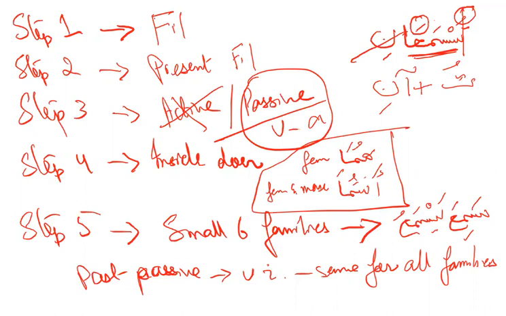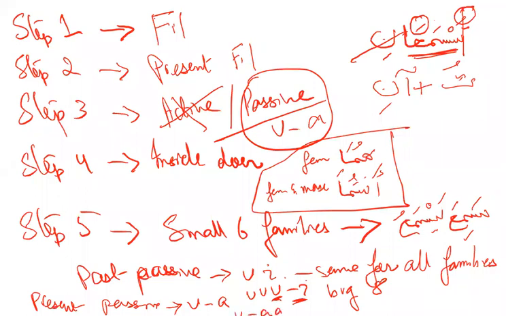It might be that you have different E sounds in the big 8 families, but still the combination is U and E. The sound remains the same for both families. Similarly, in the present tense passive, you have U and A. And it can be U and multiple A sounds in the big 8 families, but the combination of U and A will remain the same in all the families.